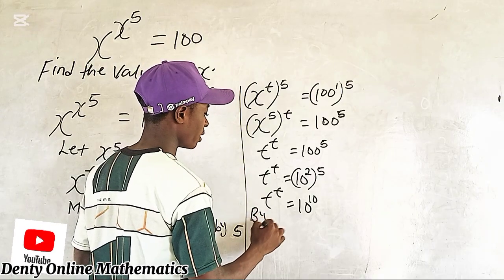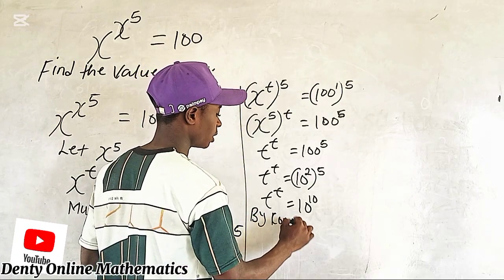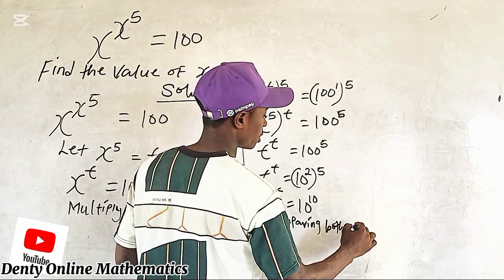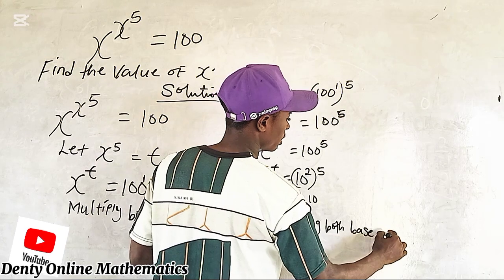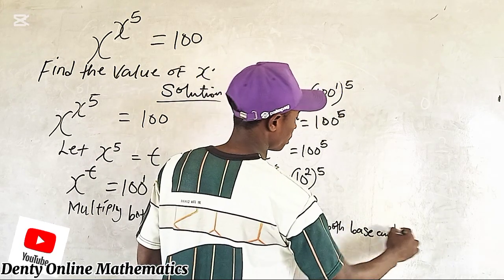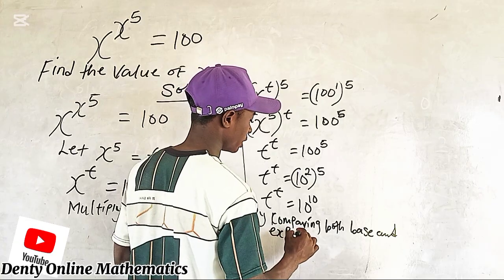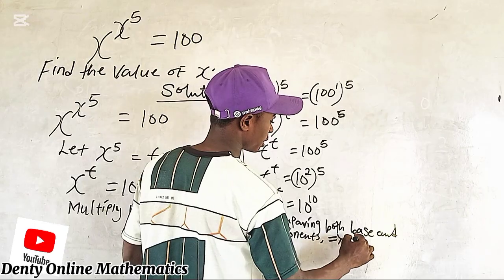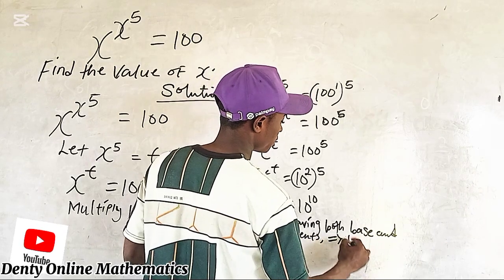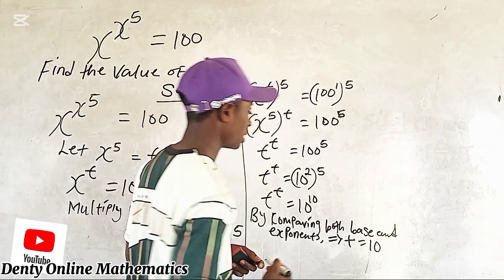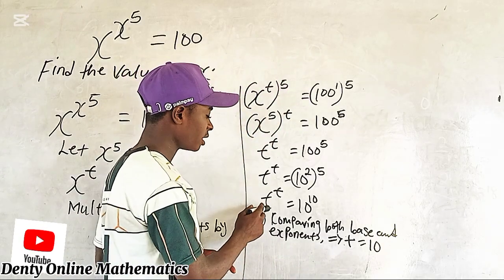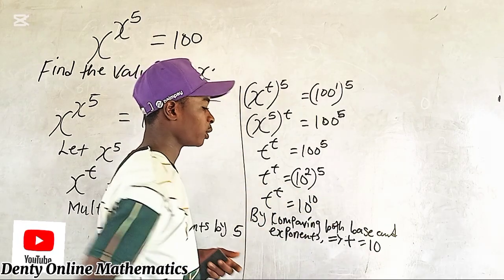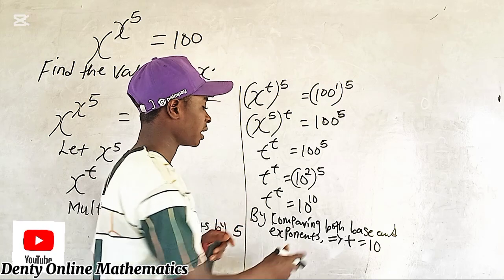So by comparing both base and exponents, this would imply that t will be equal to 10. By comparing the base, this first t is the base, 10 here is the base, t here is the exponent, 10 here is the exponent. So by comparing the two sides, you see that t is equal to 10.